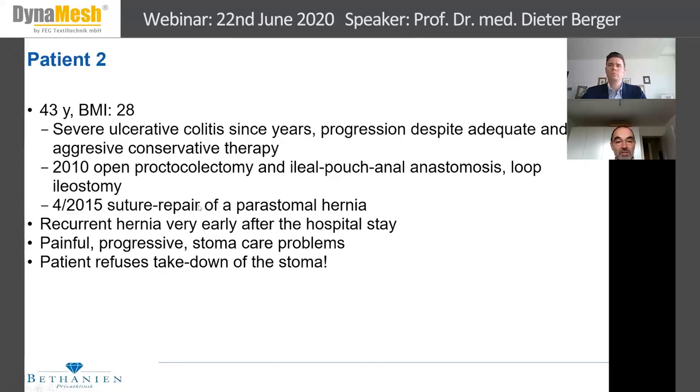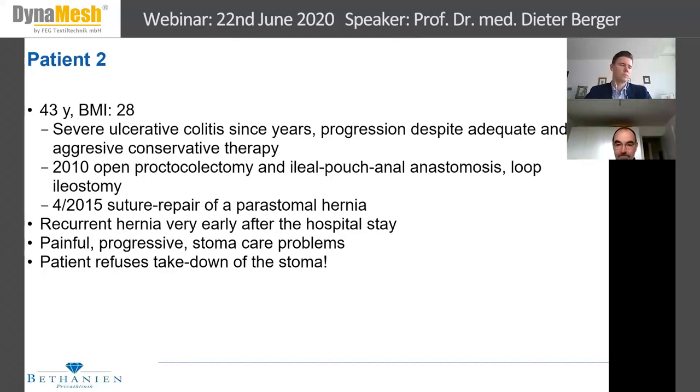He developed the parastomal hernia. And in 2015, in the primary hospital, which had also done the proctocolectomy, a suture repair was performed. And as expected, the recurrent hernia occurred quite early after the hospital stay. The parastomal hernia was painful, was progressive, and produced stoma care problems. And the patient wanted to have a treatment of the parastomal hernia, but he refused to take down the stoma.